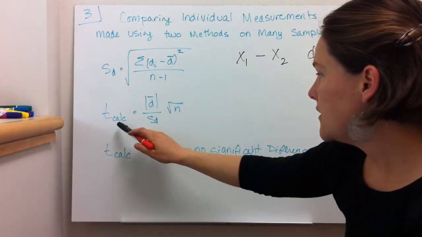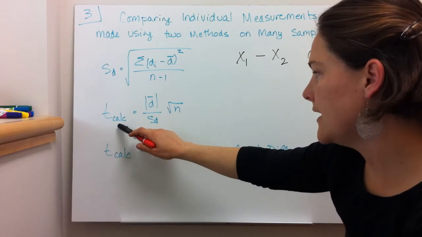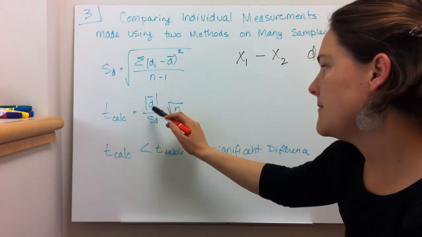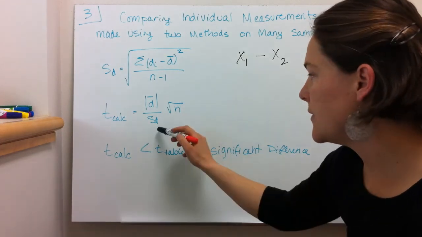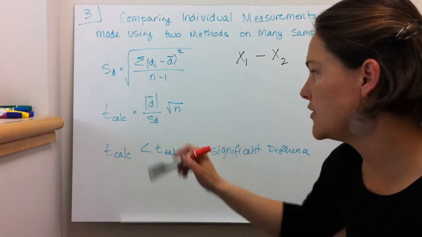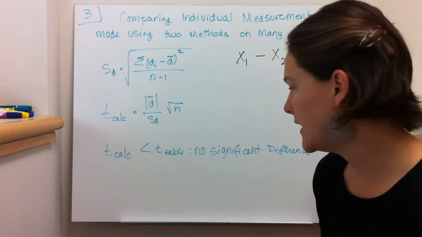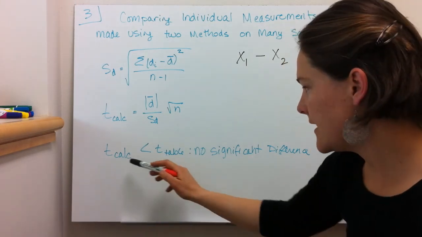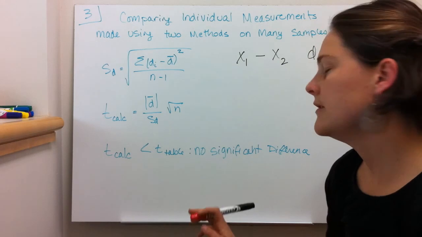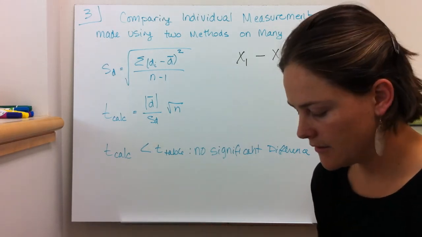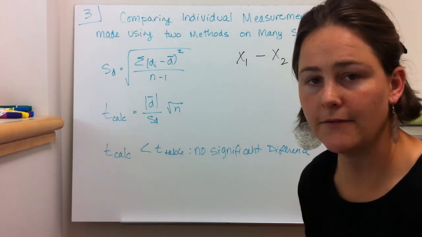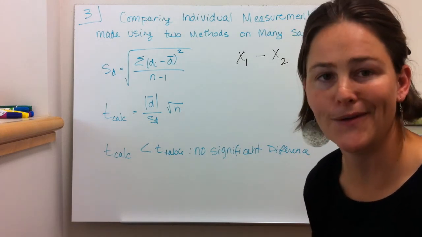Then you calculate t-calc by the same thing, the absolute value of the mean of the differences divided by the standard deviation of the differences times the square root of n. So if the t-calc is greater than the t-table, there is a significant difference. You'll have plenty of opportunity to practice figuring out which test to use, and also practice using these equations.